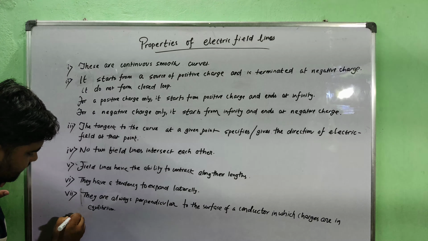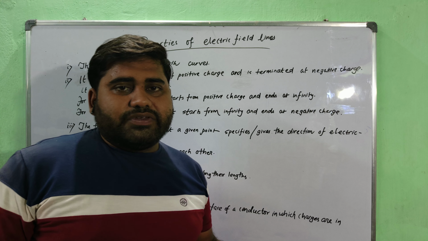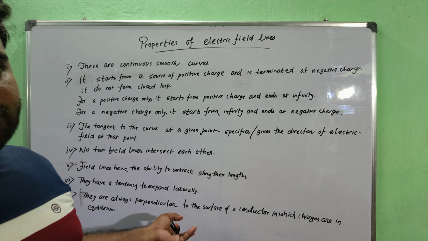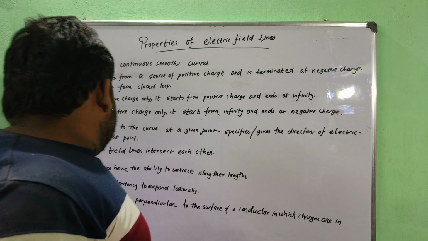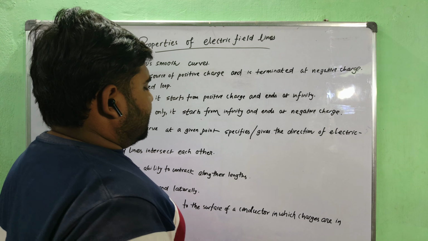Now I shall be turning you to the eighth point. So from the previous point, you see that they are always perpendicular to the surface of the conductor, and this point is going to be elaborated in the next few lectures. Why is that so? It's a different concept. So coming to the eighth point, what is this eighth point all about?